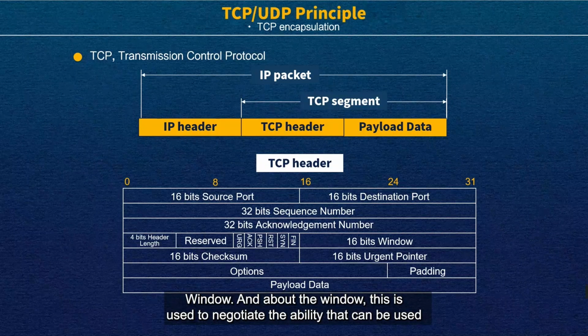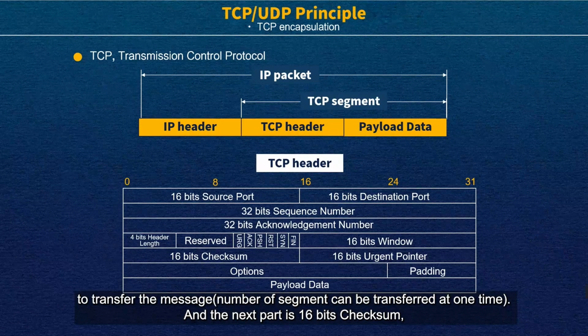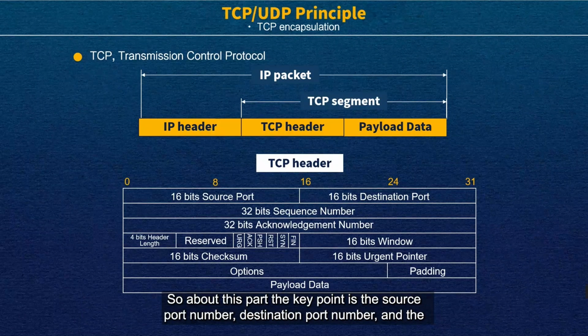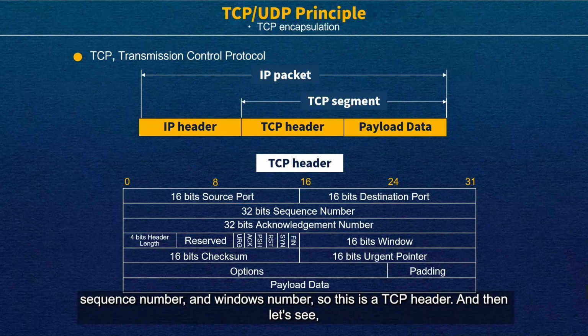And about the window, this is used to negotiate the ability: can we use this segment number to send the message or not? And the next part is the 16-bit checksum, used to detect whether the information is correct or not. And the other fields we can skip. So about this part, the key points are the source port number, the destination port number, the sequence number, and the window number. So this is a TCP header.